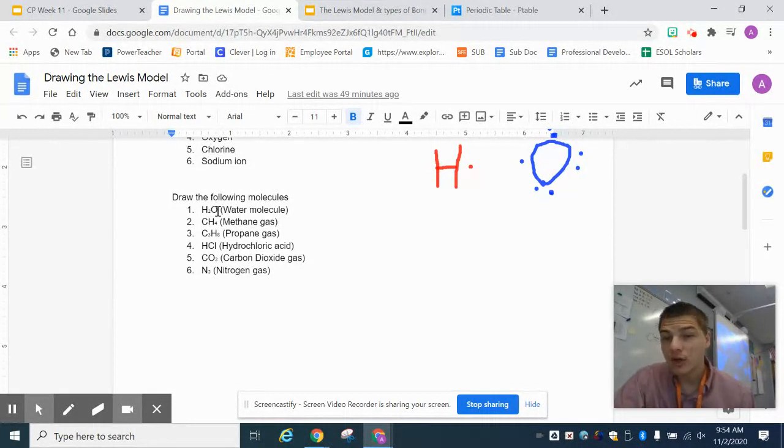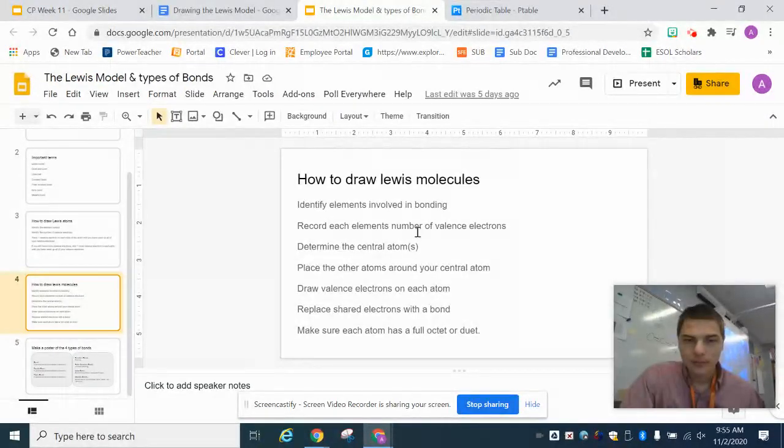So usually whichever atom we have the fewest of belongs in the center. So in H2O, that means the oxygen is going to be in the center of the water molecule. Once we've determined the central atom, we will place the other atoms around it. So let's go ahead and do that.